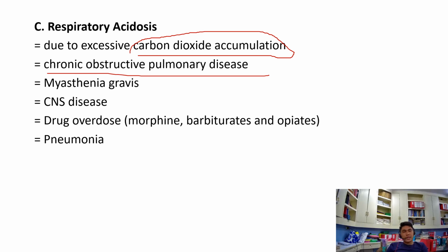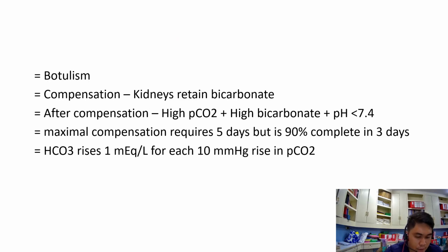Next is CNS disease. Another is drug overdose, for example morphine, barbiturate, and opiates. Another cause is pneumonia. Another cause of respiratory acidosis is botulism. And for the compensation, the kidneys retain bicarbonate.